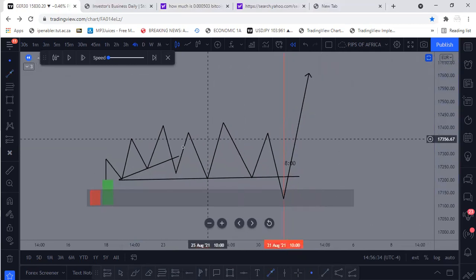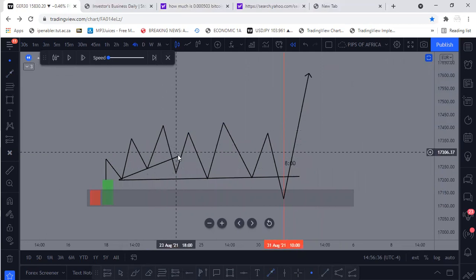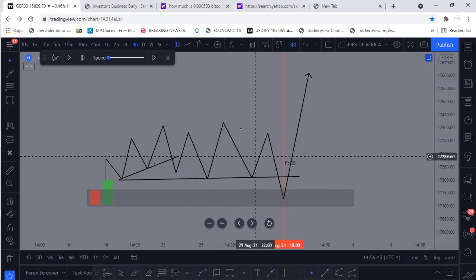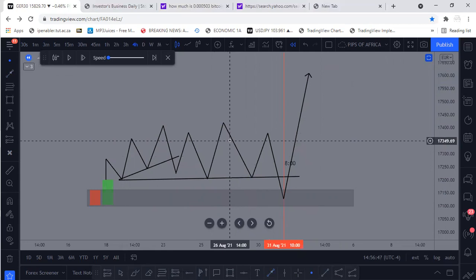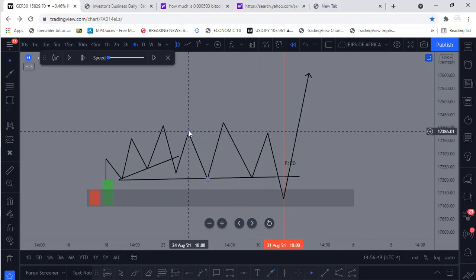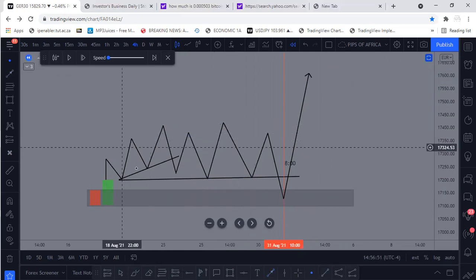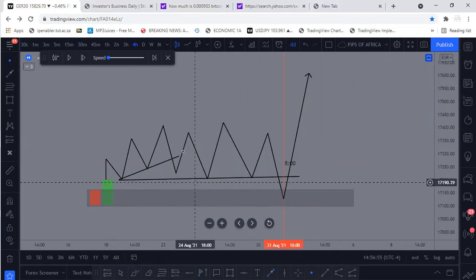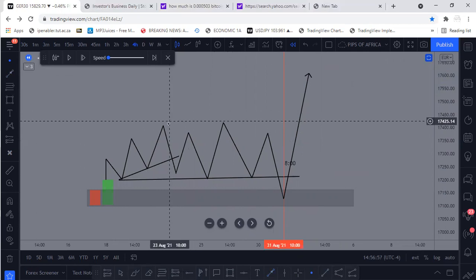This is what will happen a lot of the time. Or every day you'll see these things happening. Let me repeat that. Every day, before the New York open or the London open, you'll see the market consolidating, creating liquidity underneath and above.